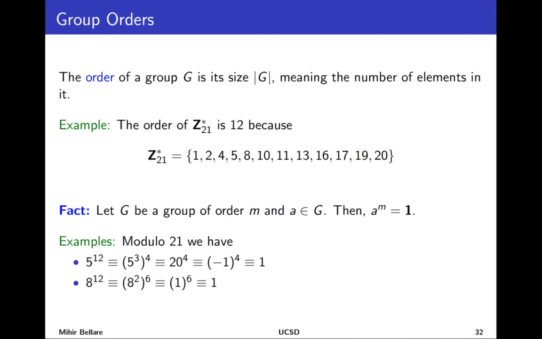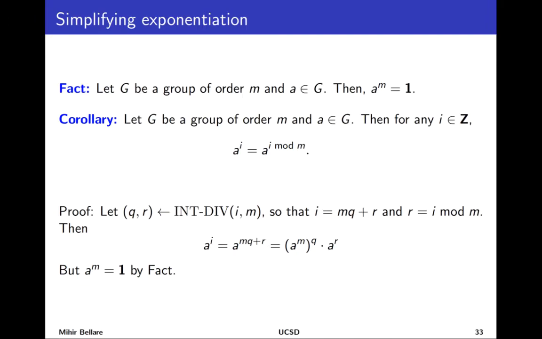A few things may be worth remembering in these computations as you go forward. Remember that the computations are done mod 21. 21 is the base because the operation of the group is multiplication mod 21. The 12 is the exponent over here. So we'll use that as we go on.